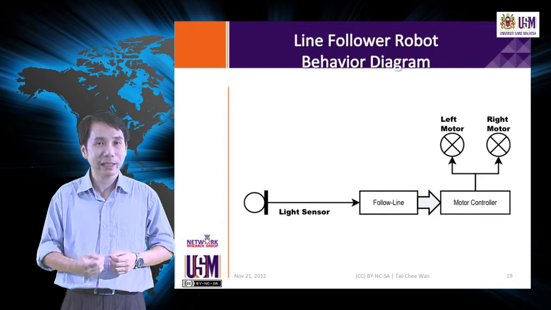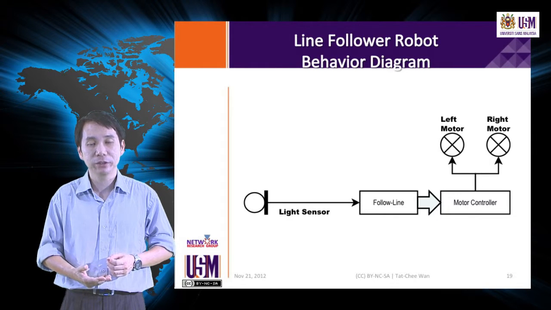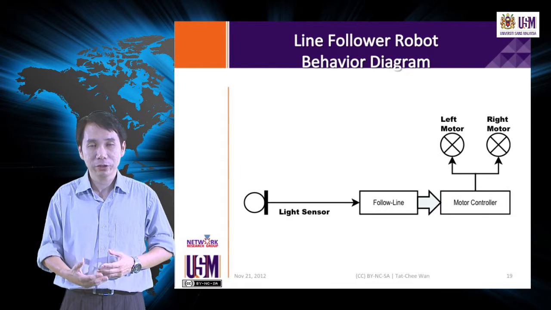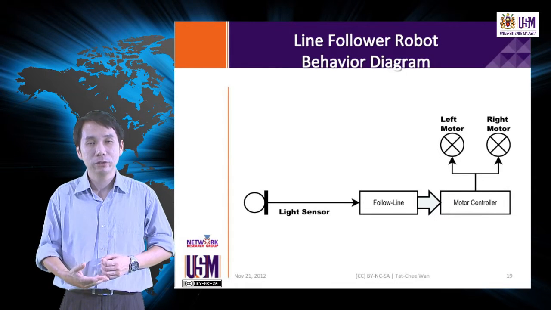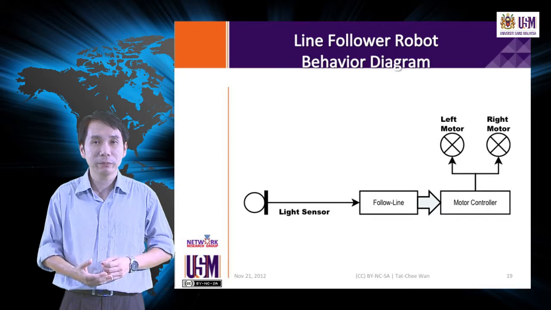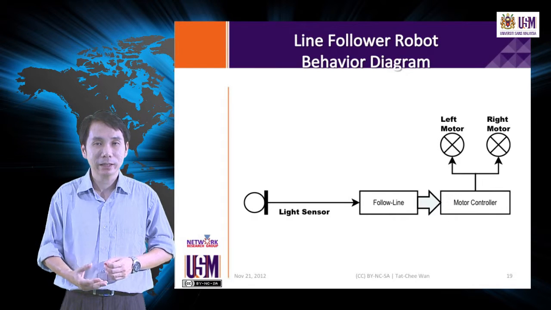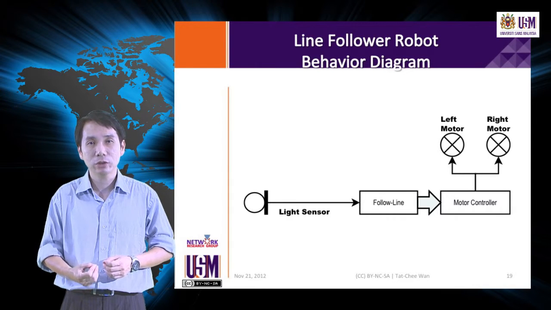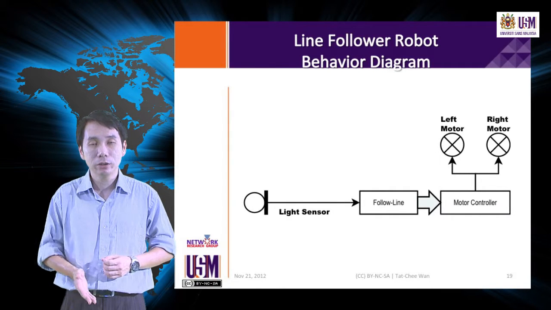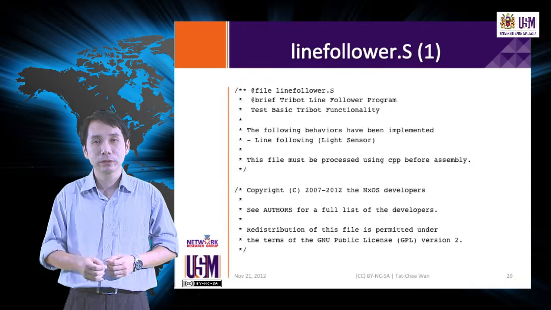We have an input from the line sensor, which is reading values. This will then be passed to the algorithm called follow line, which is also known as a behavior, which indicates what it's supposed to do to follow a line. It will then program the appropriate settings to the motor controller to control the left and right motors, whether to go straight, turn, or rotate. So this is the source code for the line follower program in NXOS ARM debug.